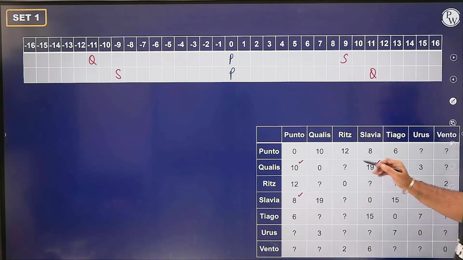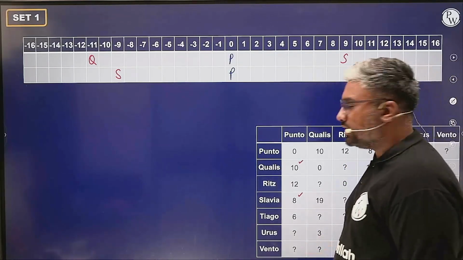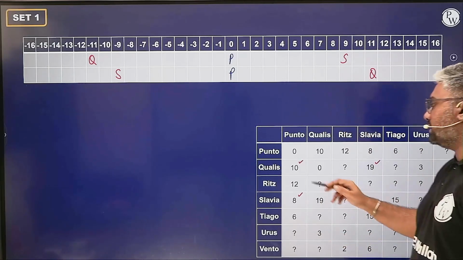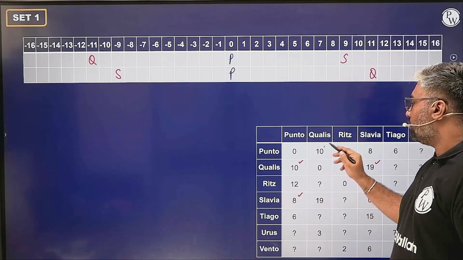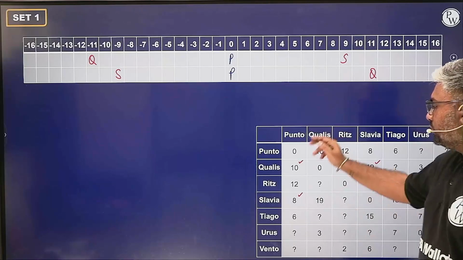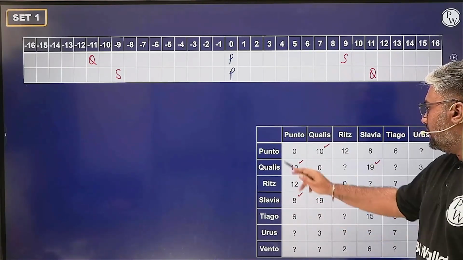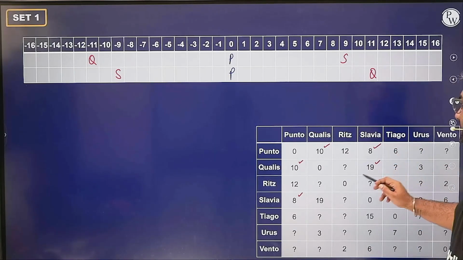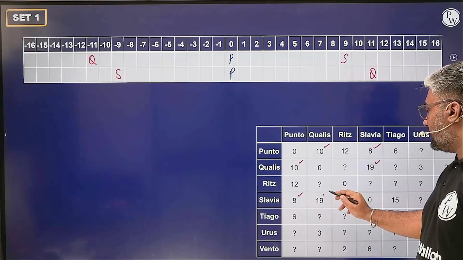If you want to make it a little clearer, what you can do is tick off everything both column-wise and row-wise. Like Punto and Qualis 10, Punto and Qualis 10, done. Punto and Slavia 8, Punto and Slavia 8, done. Slavia and Qualis 19, Qualis and Slavia 19, done.